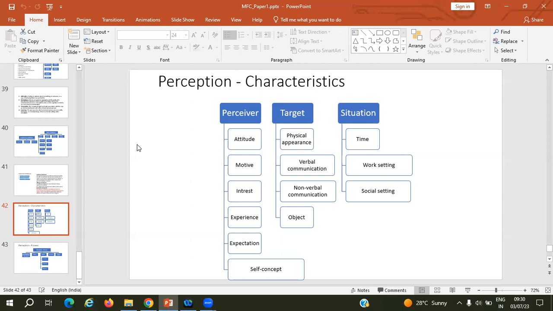Verbal communication, non-verbal communication. Communication is one important thing for perception. How the person is speaking, what verbal communication is coming out?